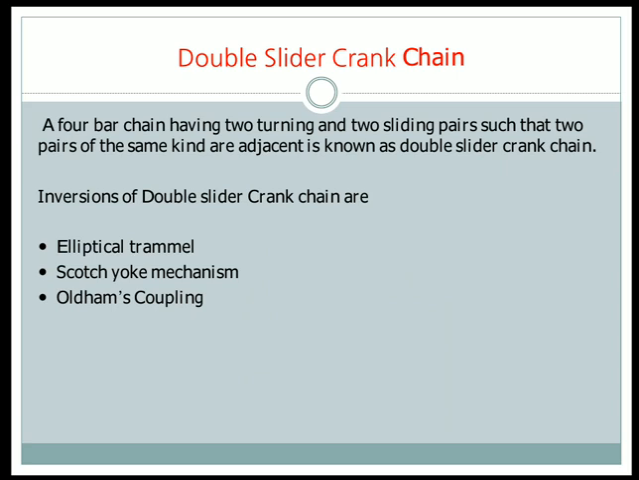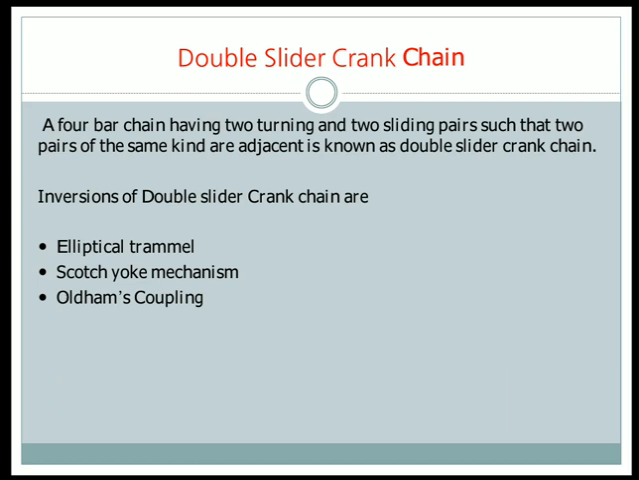In previous classes we had discussed single slider crank chain. So today we shall discuss double slider crank chain. A 4-bar chain having two turning and two sliding pairs such that two pairs of the same kind are adjacent is known as double slider crank chain. So in this mechanism or in this chain there will be two turning pairs and two sliding pairs.